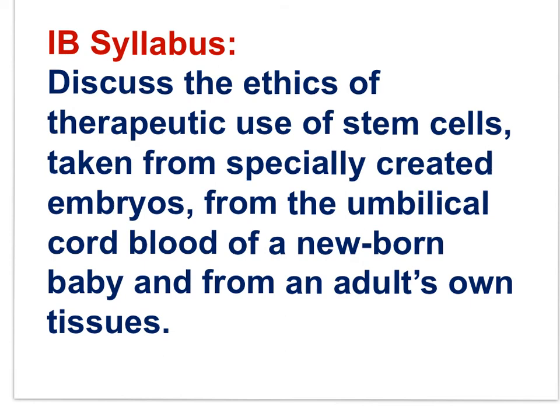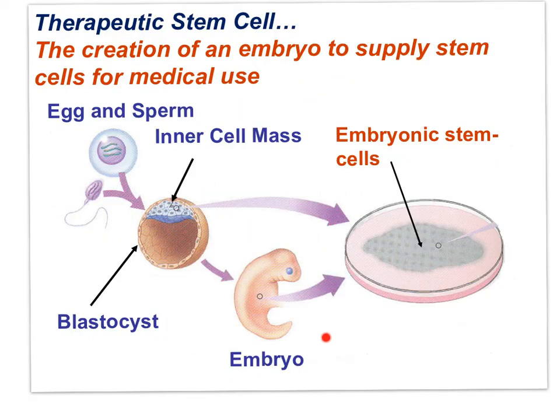Here's an IB syllabus statement that follows up on stem cell use. Discuss the ethics of therapeutic use of stem cells: 1, taken from specially created embryos, or 2, from umbilical cord blood of a newborn baby, or 3, from an adult's own tissues. While embryos are the source of stem cells, harvesting stem cells from embryos is hugely controversial. Should 8-celled embryos be considered living to the extent that they have rights under the law? On the other hand, the use of embryonic stem cells to repair damaged tissues, like the Stargardt's example, could alleviate suffering.